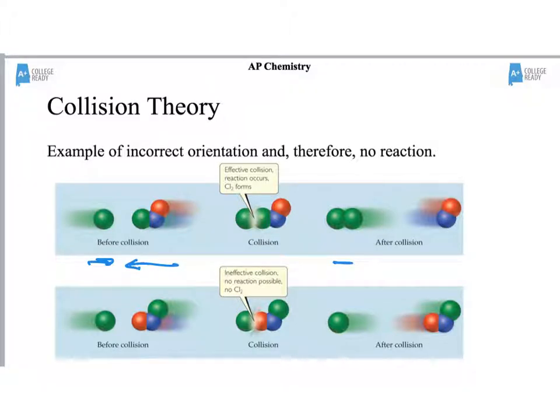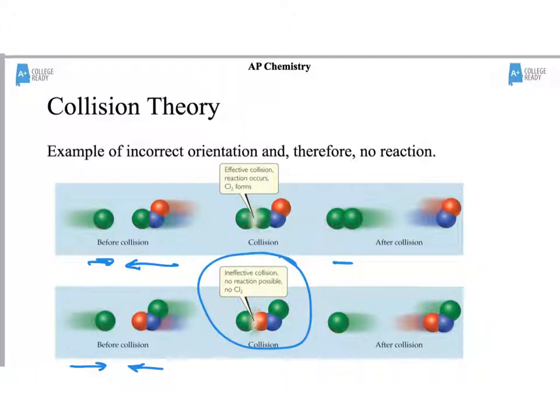And the bond is broken between the chlorine and this molecule, and the chlorine escapes, and we get a reaction. Now, what happened here? In the second example, this one's coming this way, and this molecule is coming this way. Well, we don't have an effective collision. Why is this an ineffective collision?